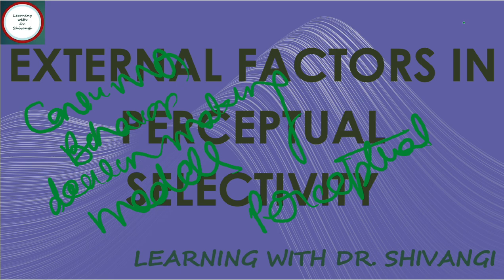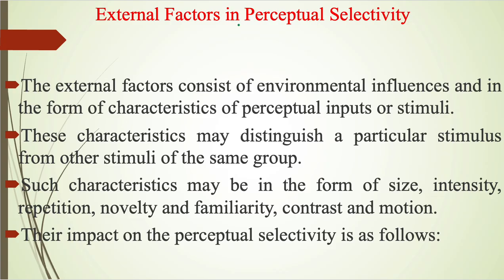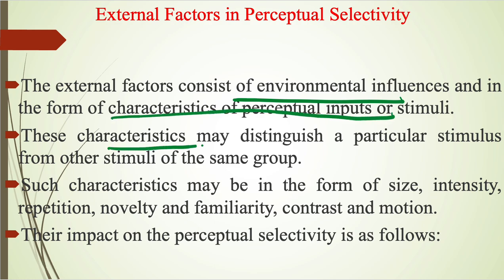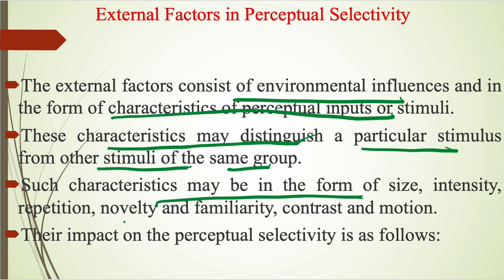Now coming to the main topic, which is external factors in perceptual selectivity. The external factors consist of environmental influences in the form of characteristics of perceptual inputs or stimuli. These characteristics may distinguish a particular stimulus from other stimuli of the same group. Such characteristics may be in the form of size, intensity, repetition, novelty and familiarity, contrast, and motion. Their impact on perceptual selectivity we will discuss in the upcoming slides.